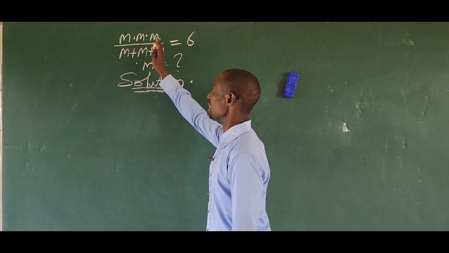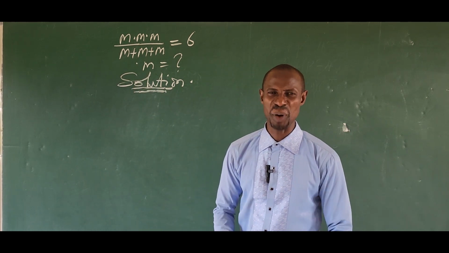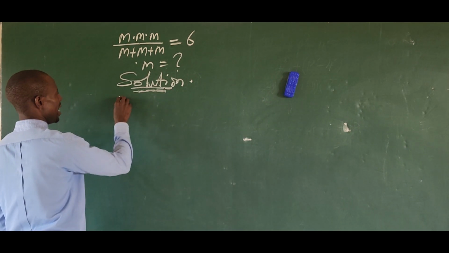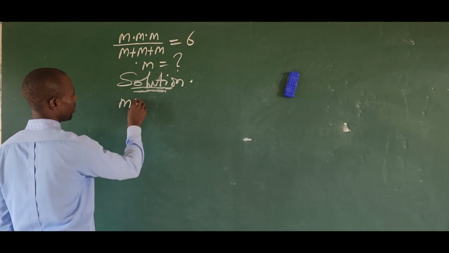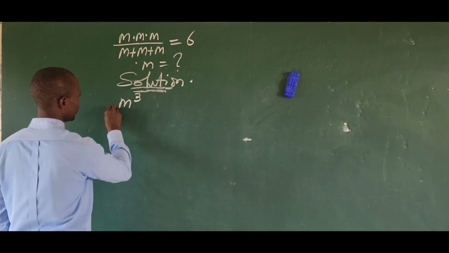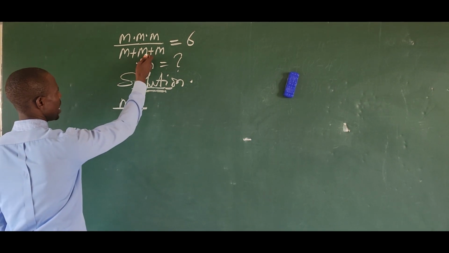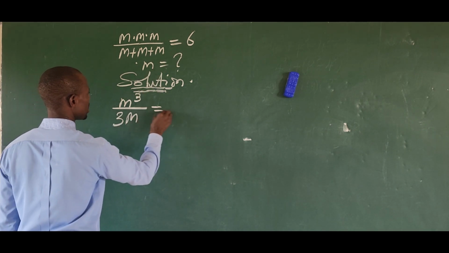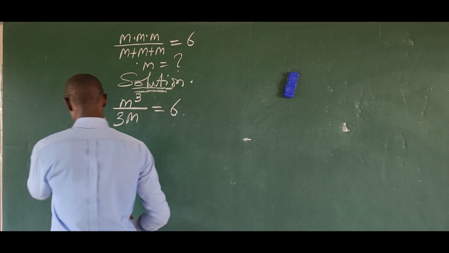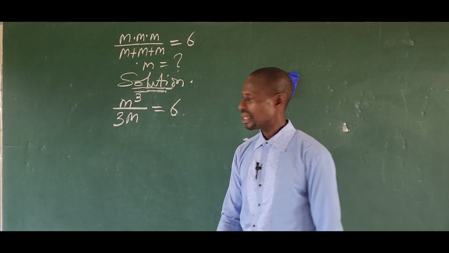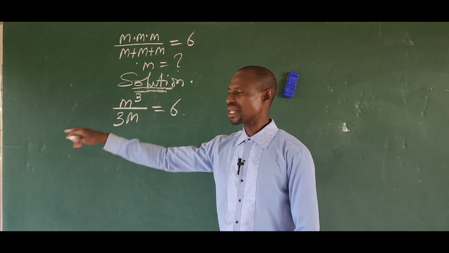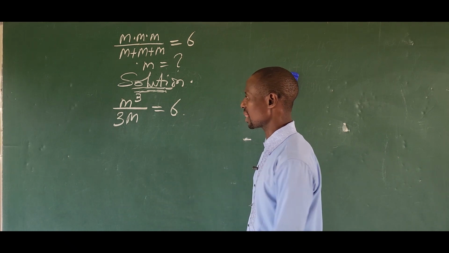What is M times M times M? It is M to the power of 3. So this is going to give us M to the power of 3. Straightforward. All over M plus M plus M, which in turn will give us 3M. This equals 6. Easy. I can rewrite this expression, separating the 3 out.